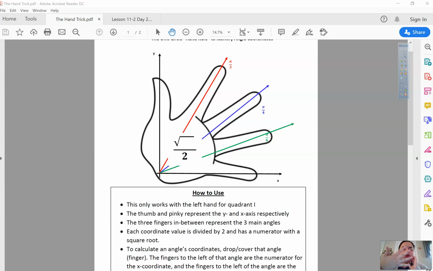Alright, so then if you want to do the pi over 4 angles, you bring down your middle finger. Then you have x over here, so root 2 over 2, and y is down here, you got 2 fingers, so root 2 over 2.